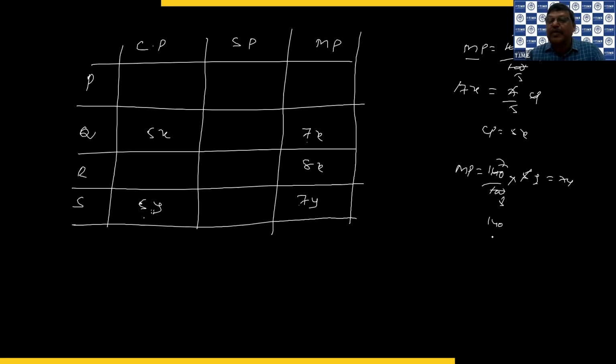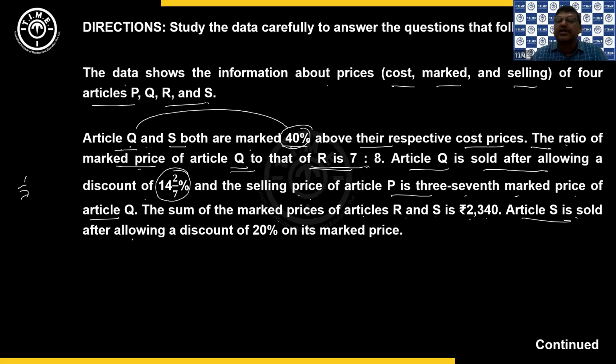See, 140% is 7 by 5, 7 by 5 times of the cost price. If I take cost price as A or B or Y, 7 by 5y, you get a fraction. To avoid fractions, I'm taking 5y. Done. At least this gives you a hint there directly. Students, let me take step by step.